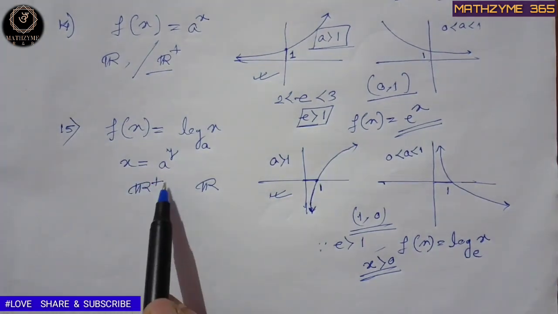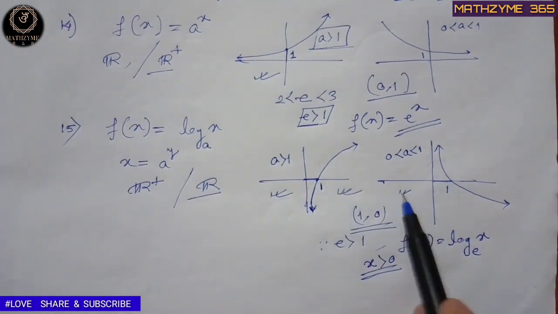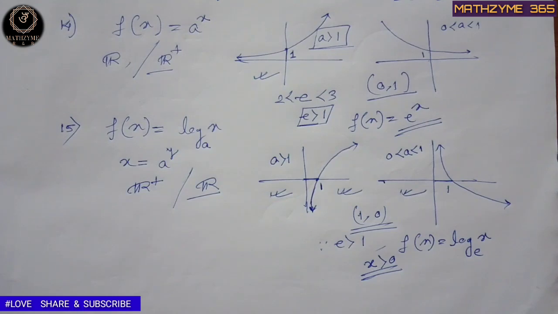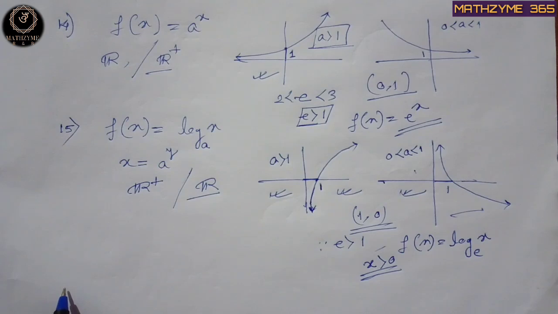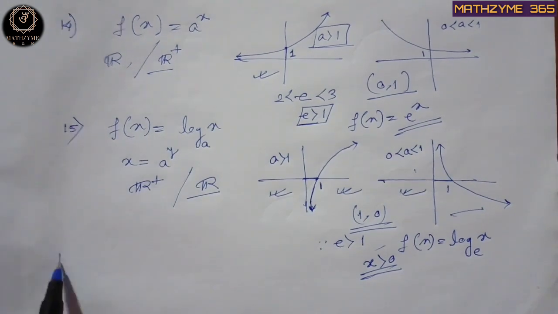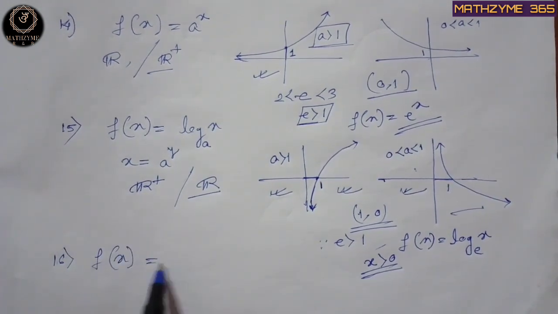Its domain is positive real and the range is all real. And we have two types of graph, depending on the value of a. If a is greater than 1, then the graph is shown here. And if a is less than 1, the graph is like this. Now, we will discuss some trigonometric functions. The first trigonometric function here is f(x) equals sine x.